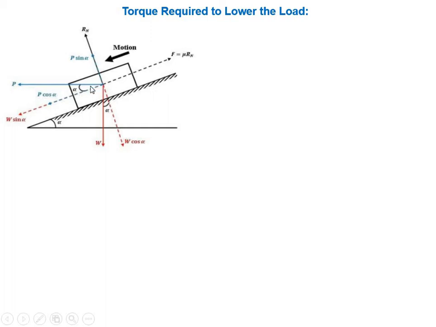Only the motion is in the downward direction. Earlier the motion was in the upward direction because we wanted to raise the load, but in this case the motion will be in the downward direction as we need to find the torque required to lower the load. So the frictional force will be opposite to the motion. All other terms are as they were. Earlier the effort was acting to the right because we wanted to raise the load, but in this case the effort is to the left side because we are lowering the load.